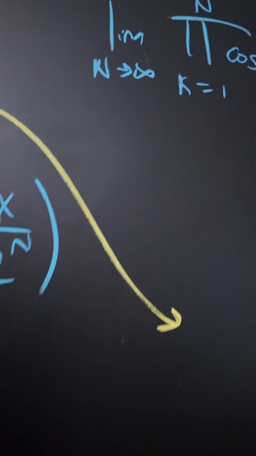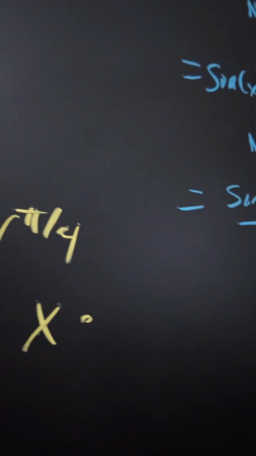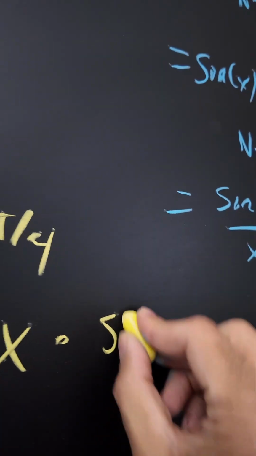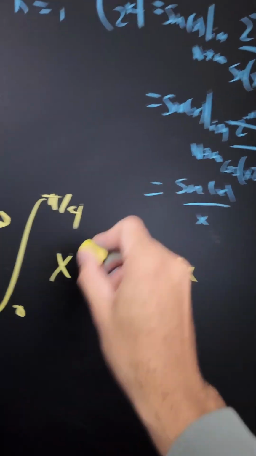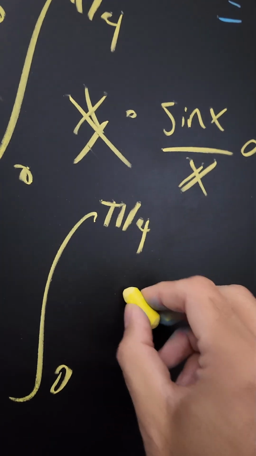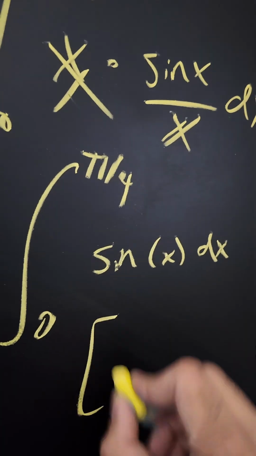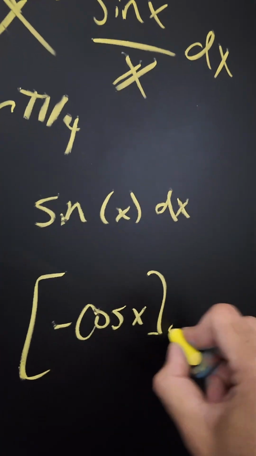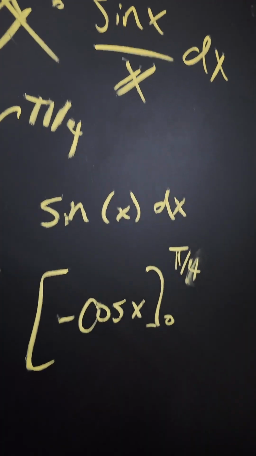So we can go ahead and finish this off and say we have the integral from 0 to pi over 4 of x times the value that we had right here, sine of x over x. Look at that, the x's go away, and that leaves us with an integral from 0 to pi over 4 of sine of x dx. And now we just integrate. This is gonna be negative cosine of x, but we're implementing the first fundamental theorem of calculus, so we have to make sure that we have 0 to pi over 4.